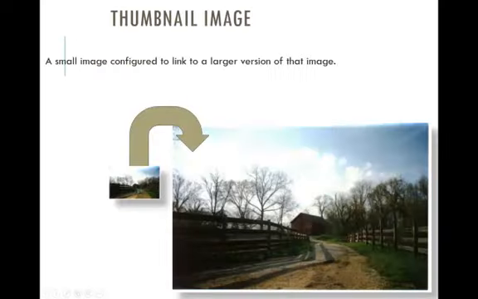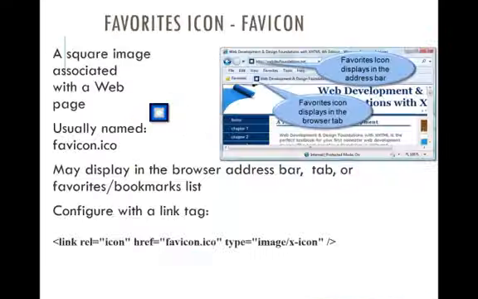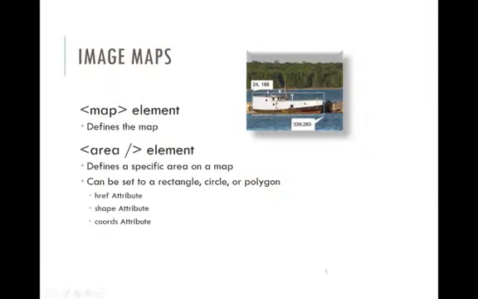A thumbnail image is simply a small image configured to link to a larger version of that image. Favicons are the little images or icons that you get at the top of a web page. Image maps are an image in which you've drawn a box over top of it to make what we call a hotspot. You can either use the map element, which will define a map, or the area element, which will define a specific area on the map. You can set these to be rectangles, circles, or polygons.